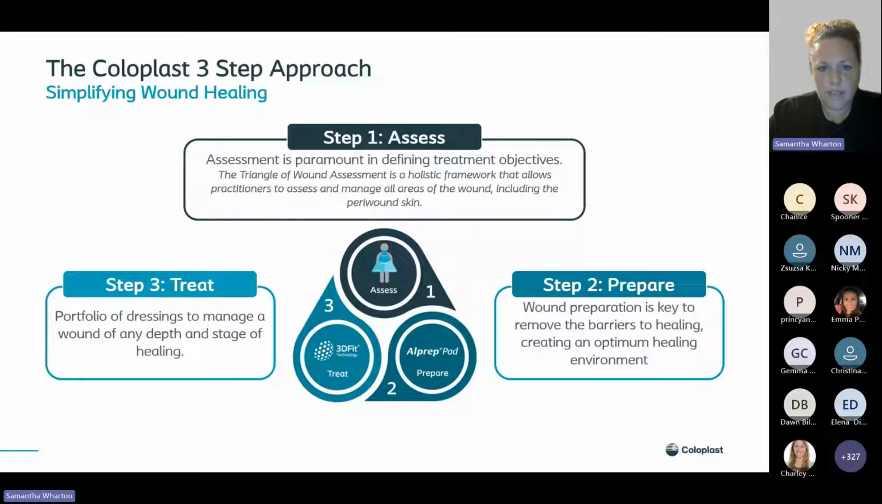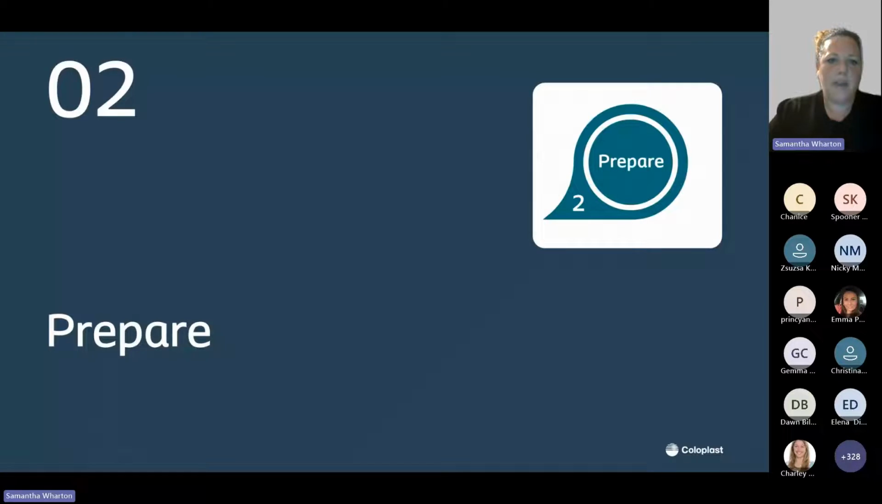So that was assess. It's quite a big subject to get through, and that was a very quick overview. But as you can see, that assessment is very thorough, and to ensure that we're correctly doing it, it does take some time, and it's really important that we do that to get a really holistic review of the patient. So we've done step 1, which is assess. Now we're moving on to step 2 in the Coloplast 3-step approach, which is prepare. So this is about preparing that wound for healing, removing those barriers that would prevent that wound from progressing.